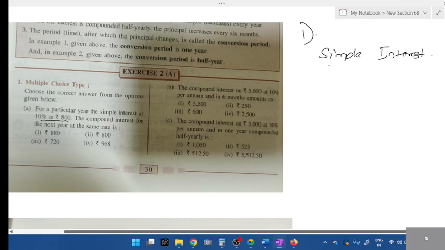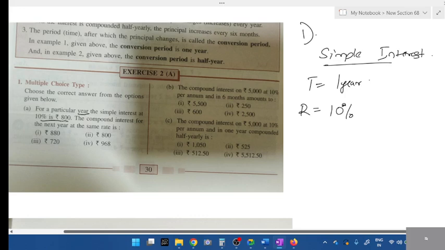Can you unmute, students? Read this first: for a particular year. How many years have they mentioned? 1 year, right? So time is equal to 1 year. What is the simple interest given? If 10% is given, what do you consider that? 10% is the rate.